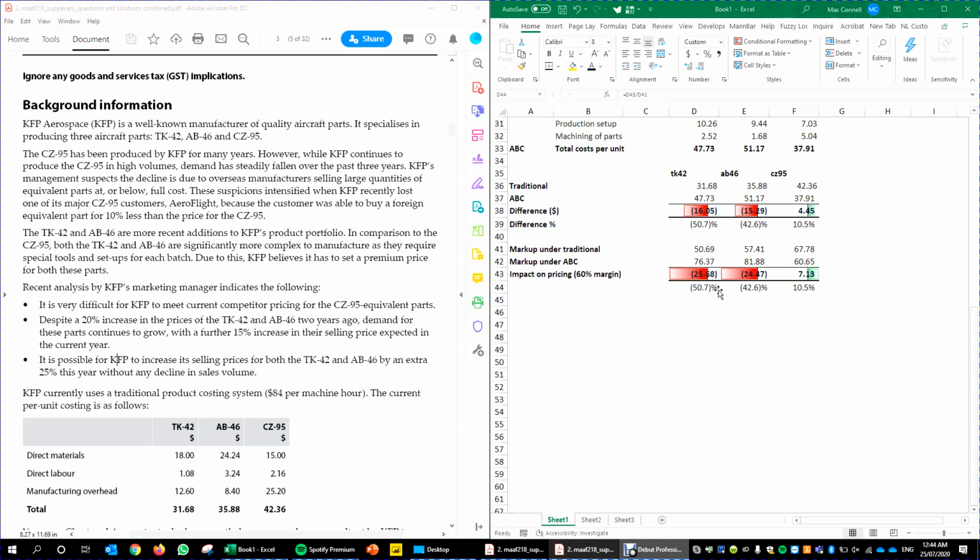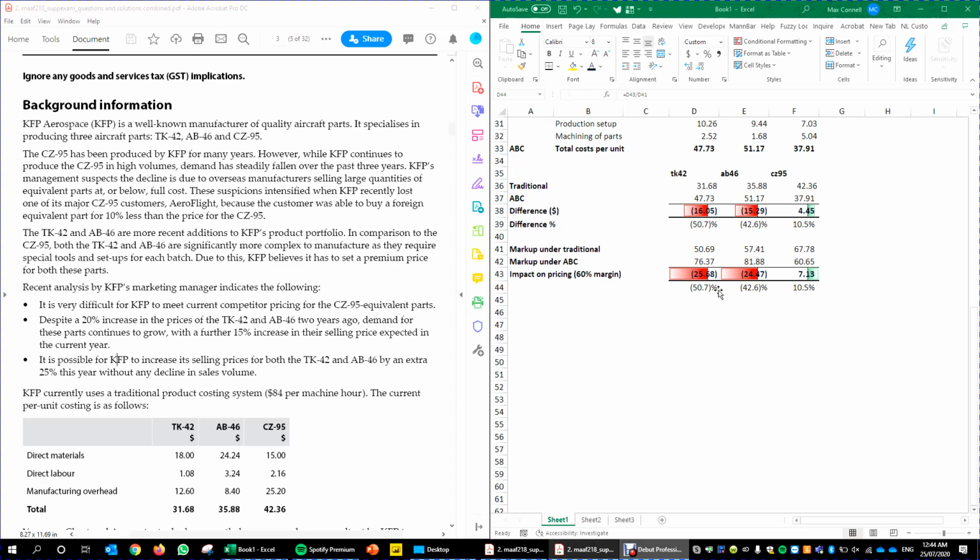Next, I would just go through the numbers as we've done before and come to the conclusion that ABC, if they were to implement the desired 60% markup, the price should be increased to 76.37 for product TK42, which is an increase of 50%. And for AB46, the sale price should be increased from 57.41 to 81.88, an increase of 42.6%. And then our final conclusion is that based on these prices, the desired markups are not being met, considering the activity-based costing.